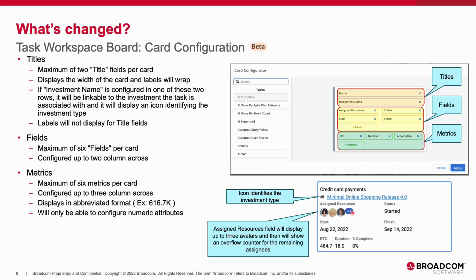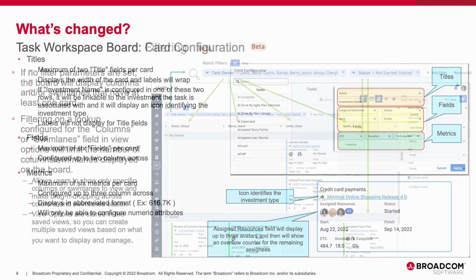And here we have 4 assigned resources, and it displays up to 3 avatars. And then when it gets above that, we have an overflow counter with the number of additional resources assigned. Here, the status field, start and finish date of the task, and also the metrics, which are numeric. For this one it's ETC, duration, and percent complete.